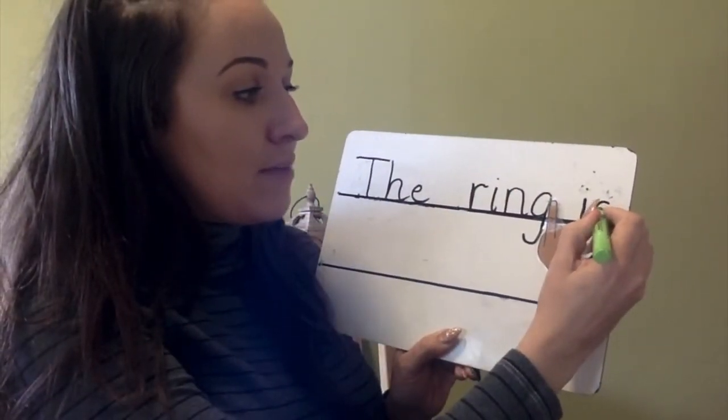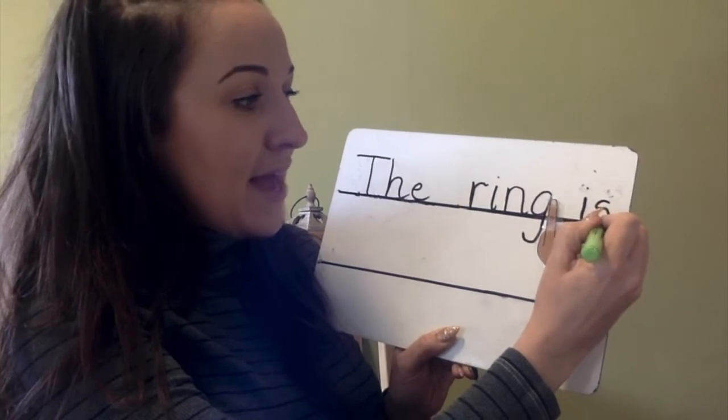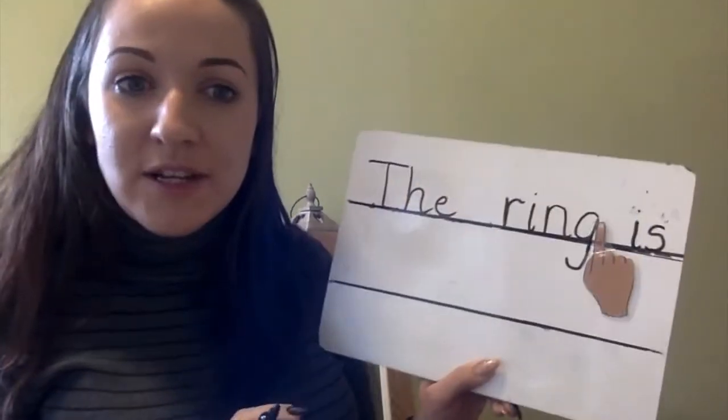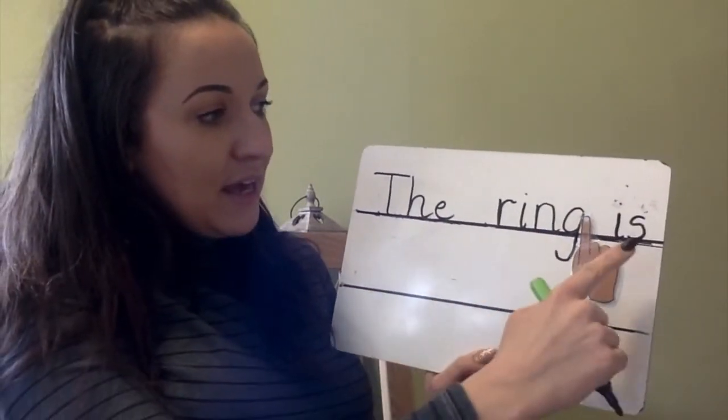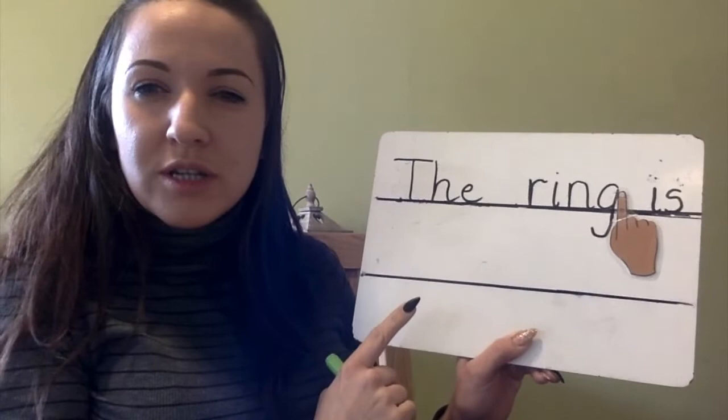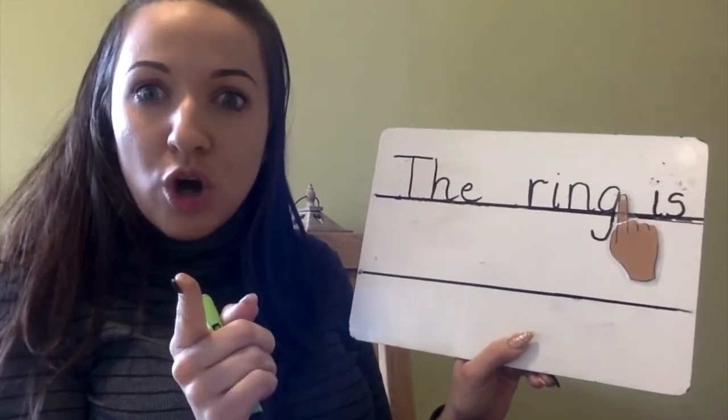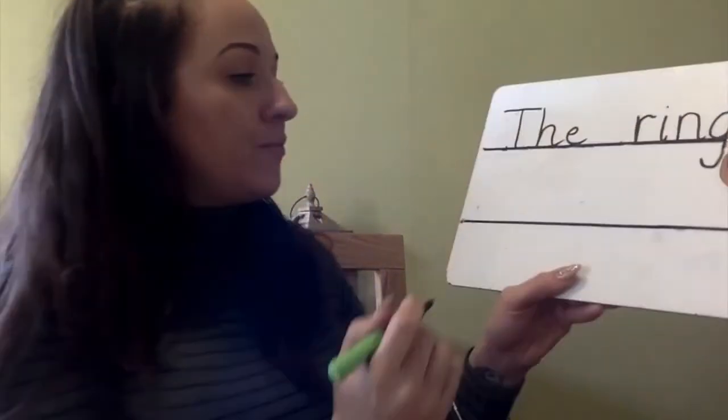Curl around the caterpillar, give him a belly and sit him on the line. Can you read your sentence with me? The ring is, what colour did we say it was? Gold, that's right. Gold. Stretch out the word gold so that we can hear all of the sounds. Are you ready? G-old. Gold. One more time. G-old. Gold.